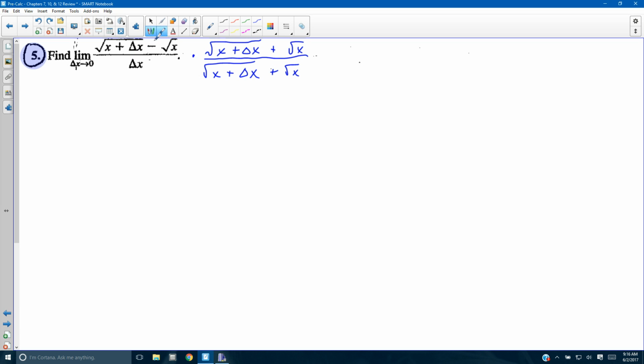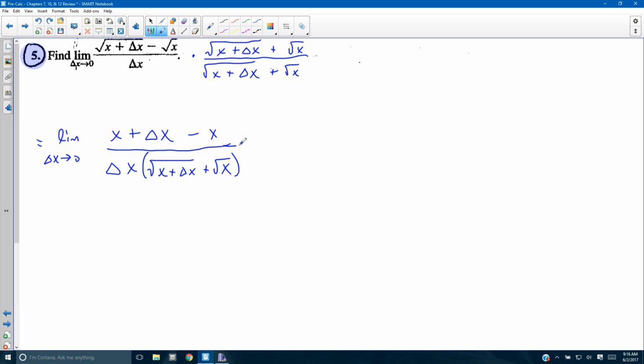Multiplying by 1 here, on the top I'm going to be able to FOIL or distribute the stuff. It's a difference of 2 squares problem. This times this just equals x plus delta x. That's the first 2. Then this multiplies with this, and this multiplies with this, and they're negative and opposite versions of each other, and then they cancel. And then you get negative root x times positive root x, which is negative x. So minus x. This all divides by this whole set right here, delta x times the square root of x plus delta x plus square root of x.